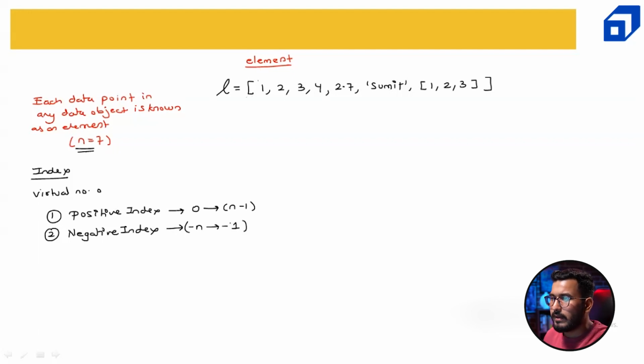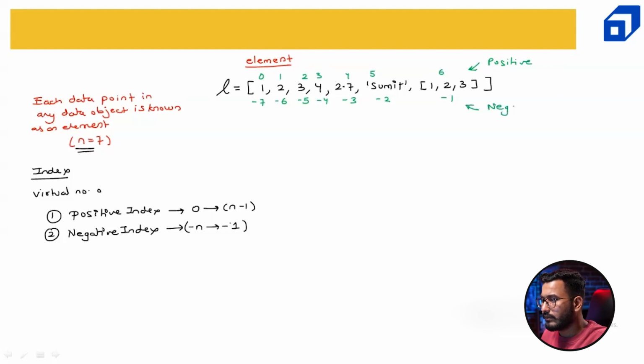So if I try to map my positive index, it will be 0, 1, 2, 3, 4, 5, 6, and my negative index minus 7, minus 6, minus 5, minus 4, minus 3, minus 2, minus 1. So this is the positive index, while this one is negative index. Now if I want to fetch any element out of this particular list, there is a concept known as indexing. So indexing is basically the process of extracting one element out of any data object.